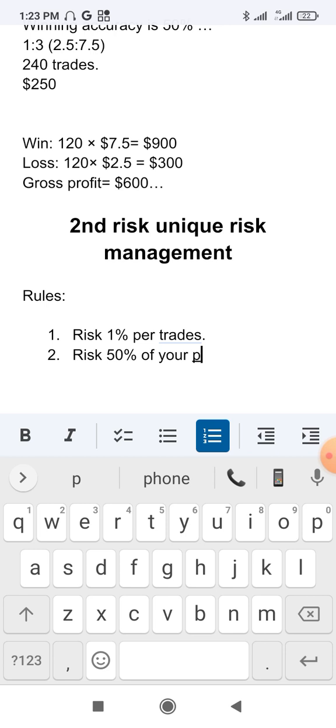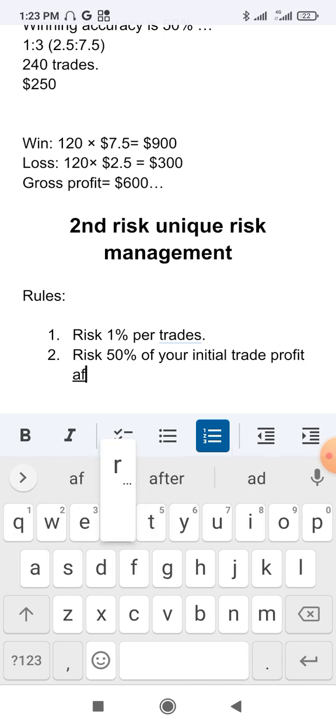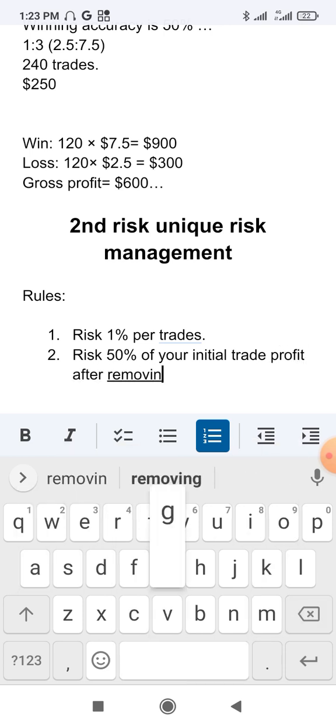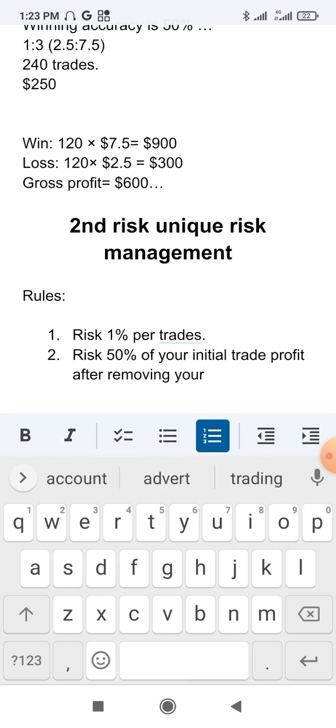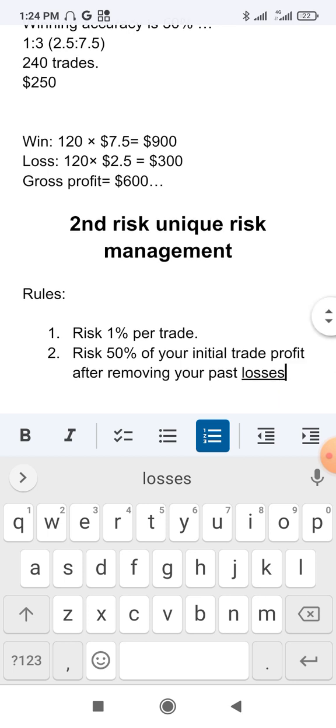of your initial trade profit after removing your past losses. Don't worry, I'm going to explain this practically so you can get what I'm saying. So risk 1% per trade is the first rule. Second rule, risk 50% of your initial trade profit after removing your past losses. Let me give you an example so you can understand the second rule.